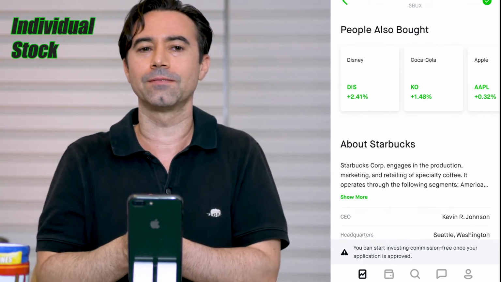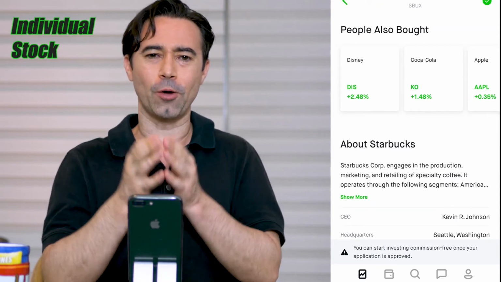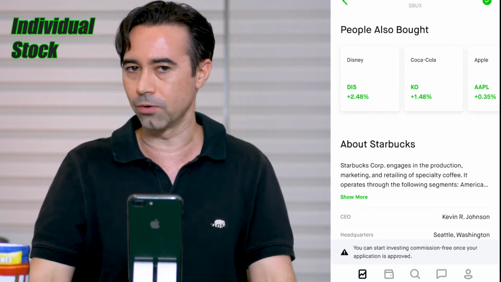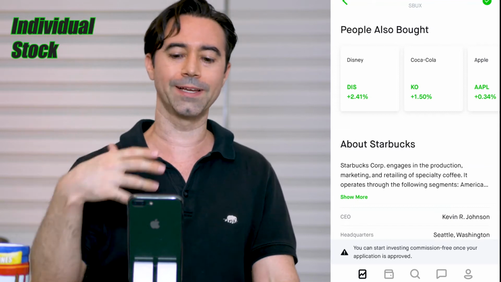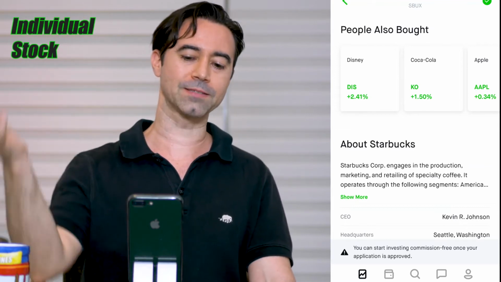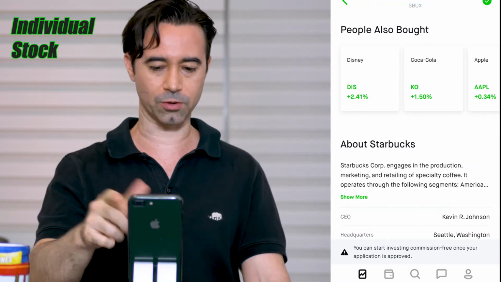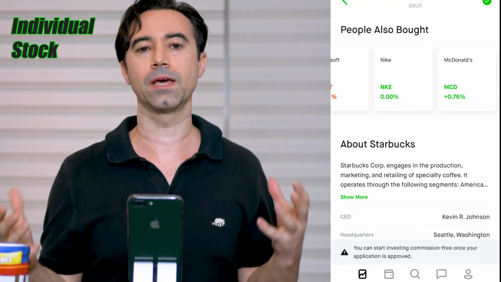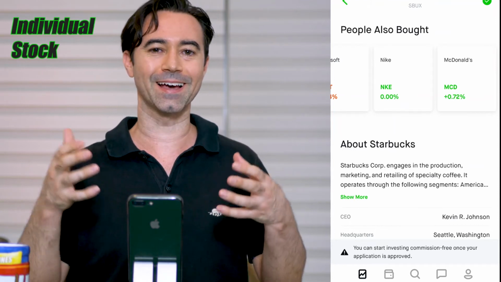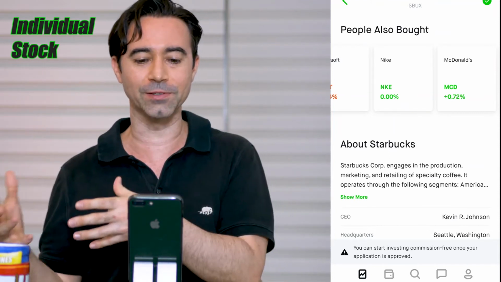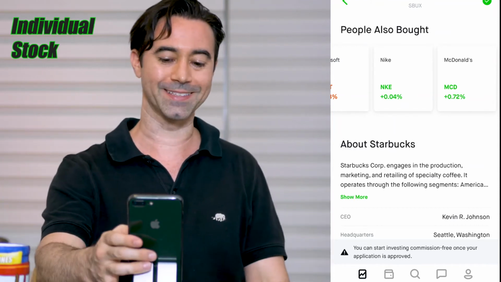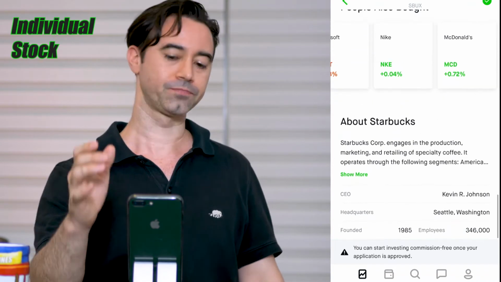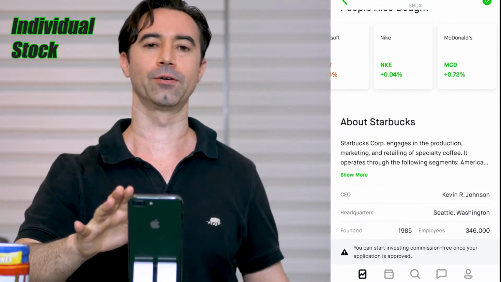Is it meaningful? Does it matter? Is it gonna help you find the right stocks? No. But it's good to help you start learning and understanding. So people who buy Starbucks tend to buy Disney, Coca-Cola, Apple, Microsoft, Nike, McDonald's, the big companies, right? These big companies that are in the S&P 500, some of them being in what's called the Dow Jones Industrial Average. So good to know.